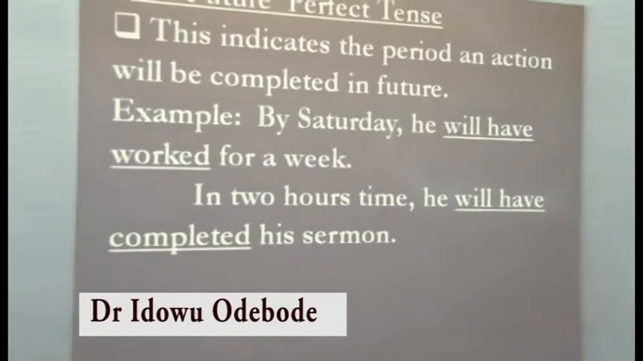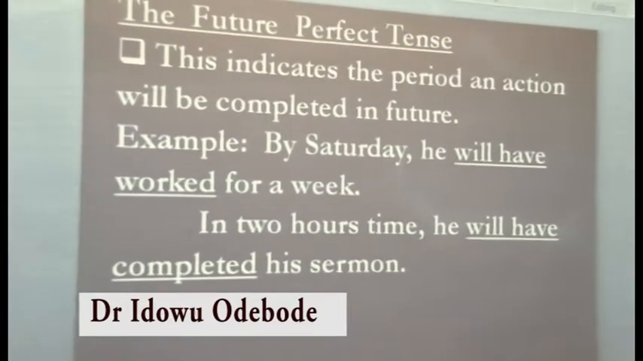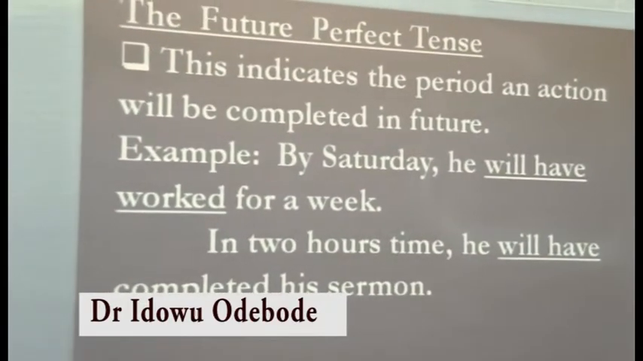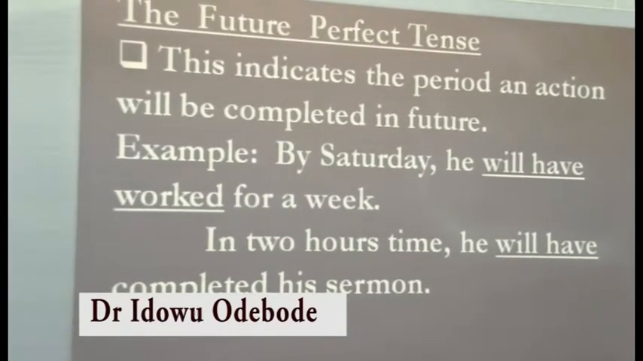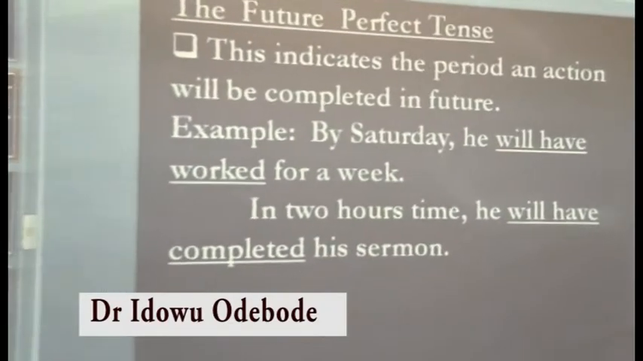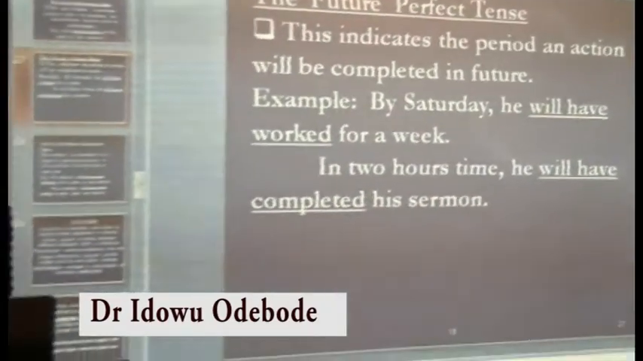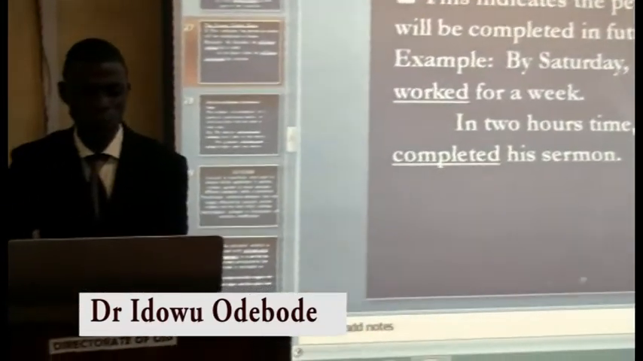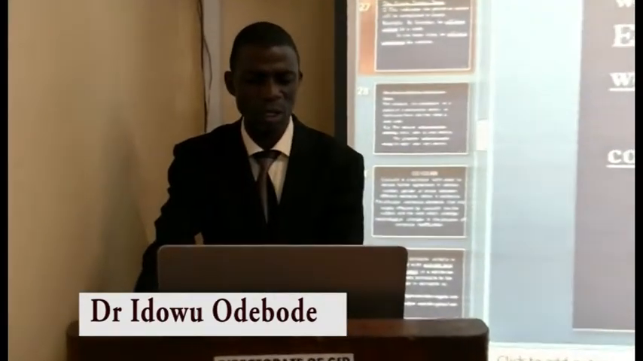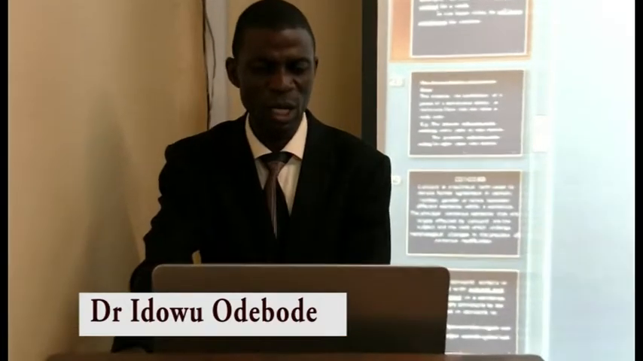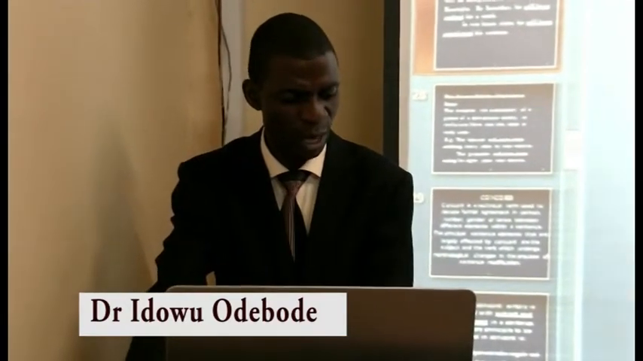The future perfect tense. This indicates the period an action will be completed in the future. Example, by Saturday, he will have worked for a week. Another example, in 2 hours' time, he will have completed his sermon.